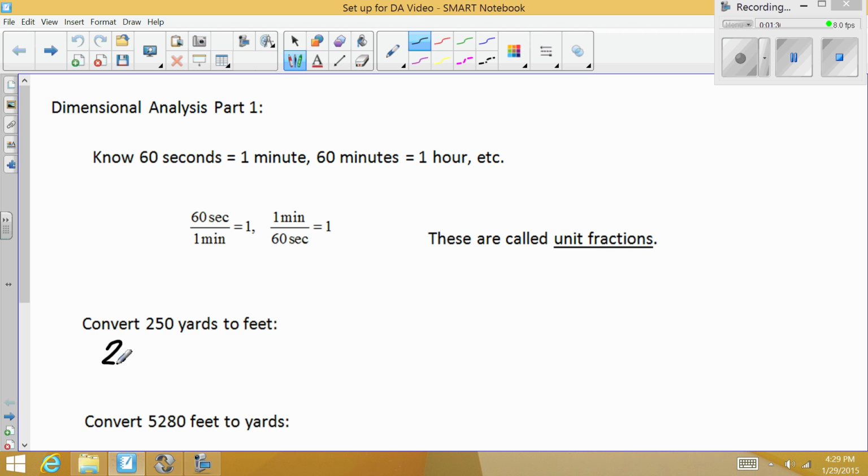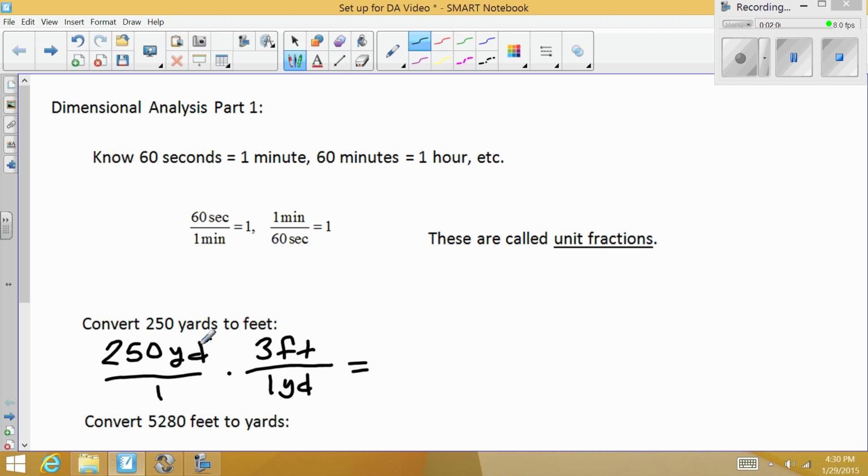There we go. 250 yards. I'm going to write this so that it looks like a fraction over 1. It's equivalent to 250 yards because 250 divided by 1 is just 250. And the unit fraction I'm going to use is that 3 feet is the same as 1 yard. Since they're equal to each other, we're just multiplying by 1. And then what's going to happen is our yards cancel out. 250 times 3 is 750. And we've done a conversion. 250 yards is an equivalent measurement to 750 feet.